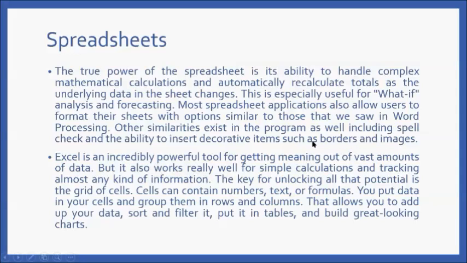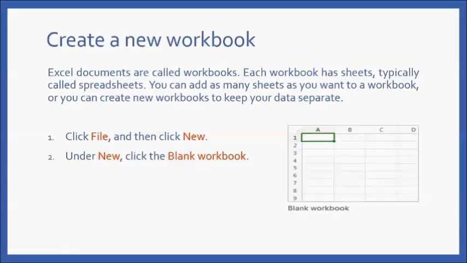Excel is an incredibly powerful tool for getting meaning out of vast amounts of data. But it also works really well for simple calculations and tracking almost any kind of information. So the key for unlocking all that potential is the grid of cells. And cells can contain numbers, text, or formulas. You put data in your cells and group them in rows and columns. That allows you to add up your data, sort and filter it, put it in tables, and build great looking charts.